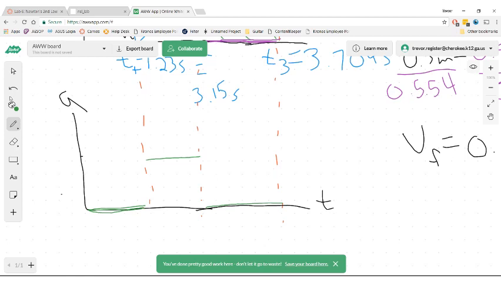Okay. So to give these variable names, here's my A. I already know T1 and T2, so T1 is 1.23 seconds. T2 was 3.15.